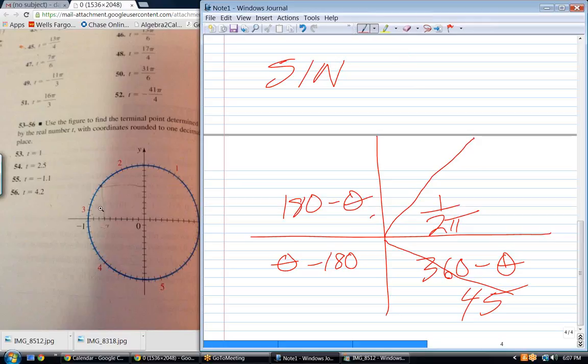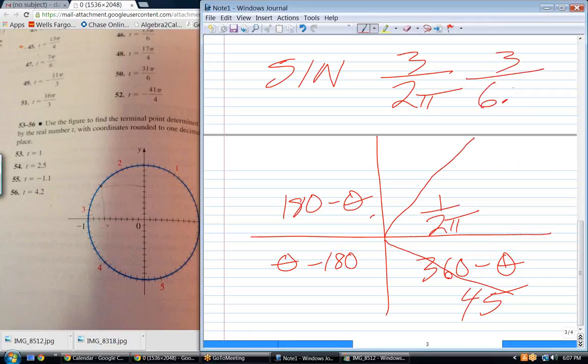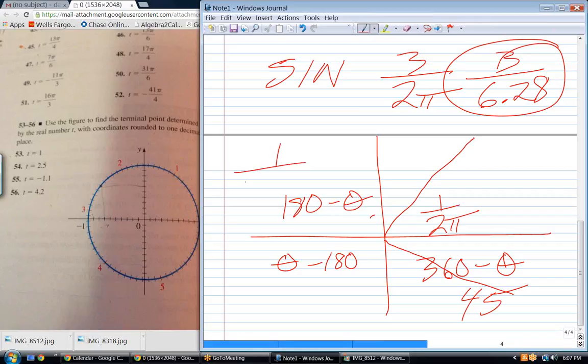Let's see. If that was the point, I would say 3 divided by 2 pi, which is 3 over 6.28, which is a little less than half. And that is a little less than half that circle. So 1 over 2 pi is correct for that arc length. That's not what I want, though.